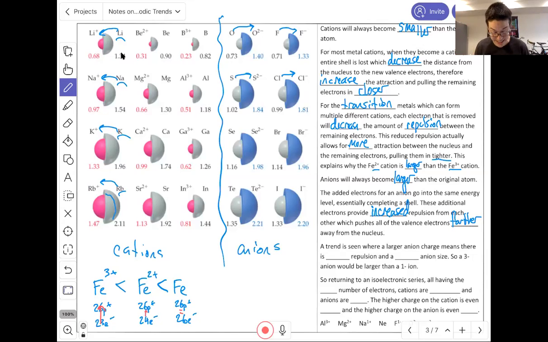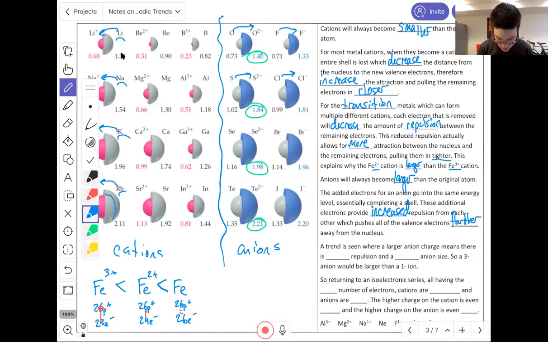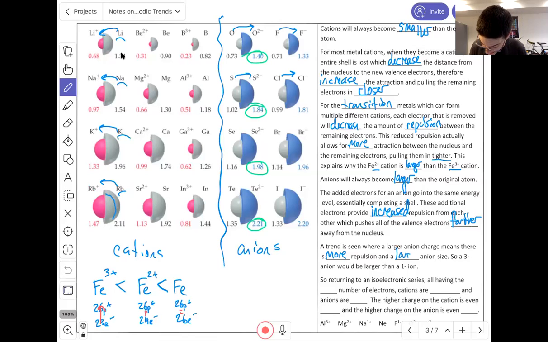So there is kind of a weird thing, and it's not a whole lot, but it is a little, that if you look at all of these anion sizes, you will see that the 2 minus charge is actually always bigger than the 1 minus charge. Always. And it's because I've stuck 2 things in it. So I've got extra repulsion. So a trend is seen where a larger anion charge means there is more repulsion and a larger anion size. So a 3 minus is always going to be bigger than a 1 minus. A 2 minus is always going to be bigger than a 1 minus. A 3 minus will always be bigger than a 2 minus because it's got more electrons, more repulsion.